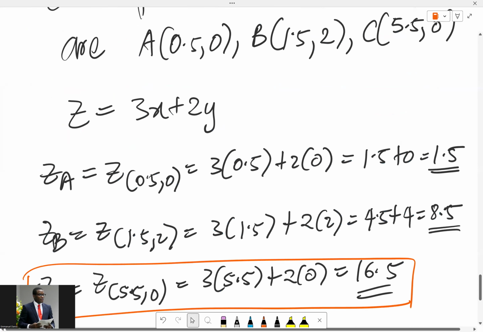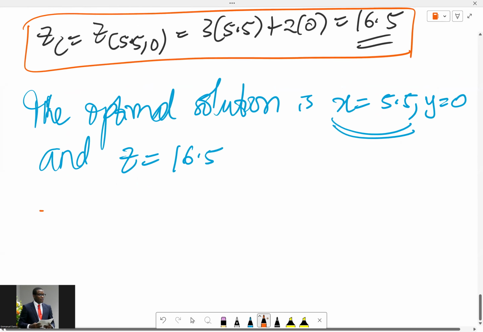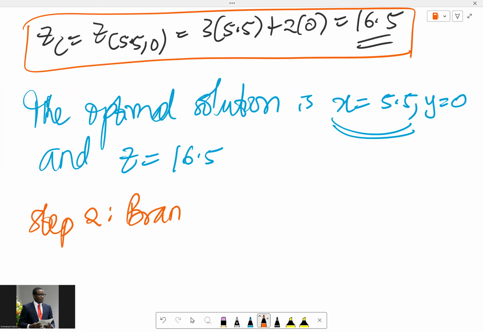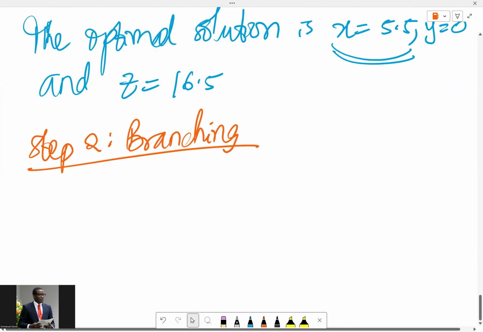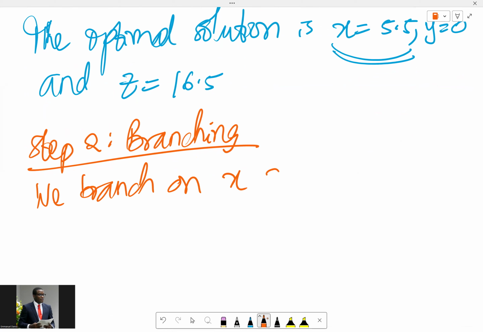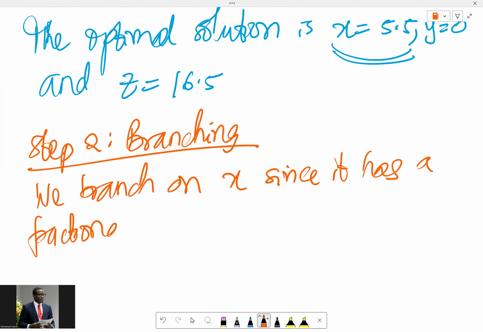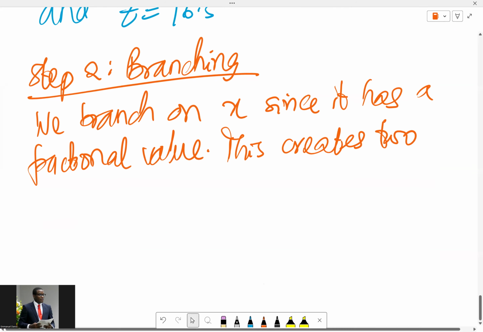So that takes us to step 2, where we have branching. Since we are looking for an integer solution, we branch on x since it has a fractional value. This creates two subproblems.